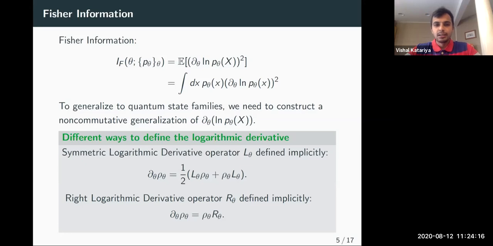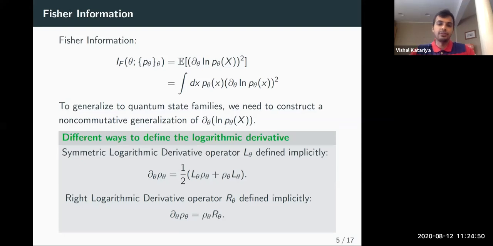On top of this slide, I have what's called the Fisher information in the classical setting. That is, it's a function of a parameter and a probability distribution family. In words, I can just say it's the expected value of what's called the logarithmic derivative squared. And qualitatively, if I want to construct quantum generalizations of this that can apply to state or channel families, we need to construct non-commutative generalizations of the logarithmic derivative.